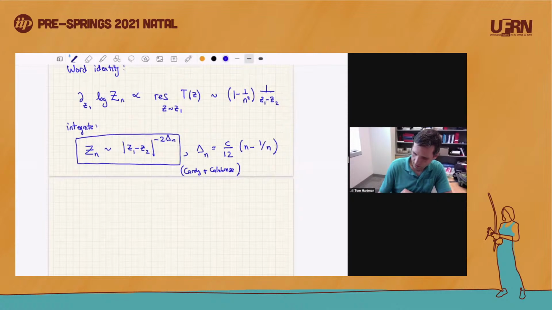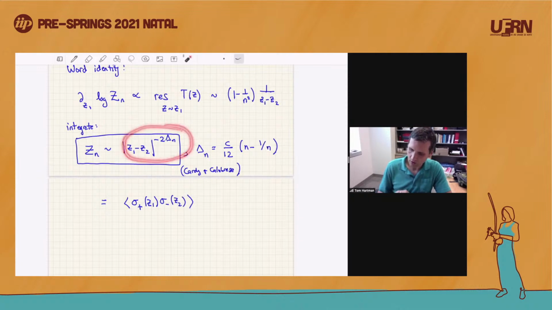A comment is that sometimes people call this the twist correlator, sigma plus of Z1, sigma minus of Z2. The reason is that this looks like a two-point function, right? This expression here looks like the two-point function of primary operators in a conformal field theory, just as a power law. So you can think of this as defining an operator.